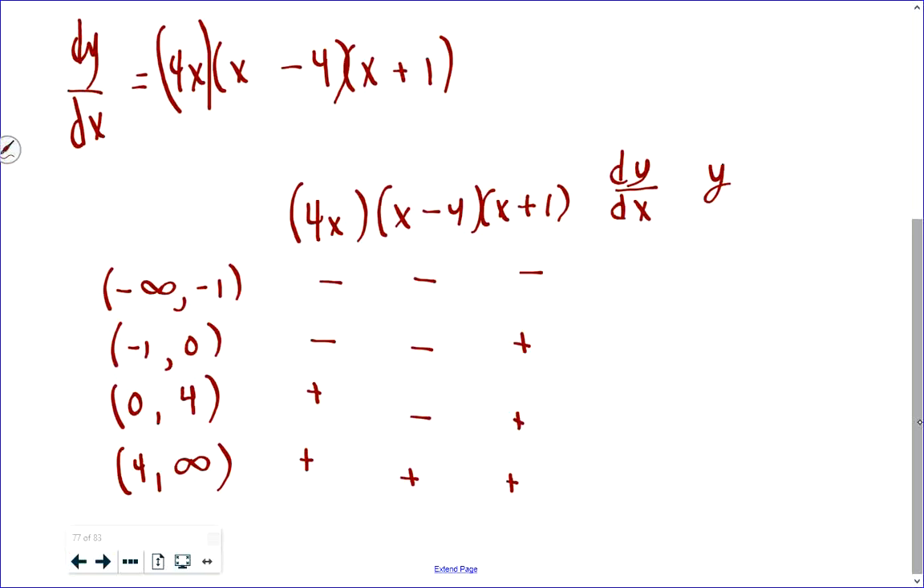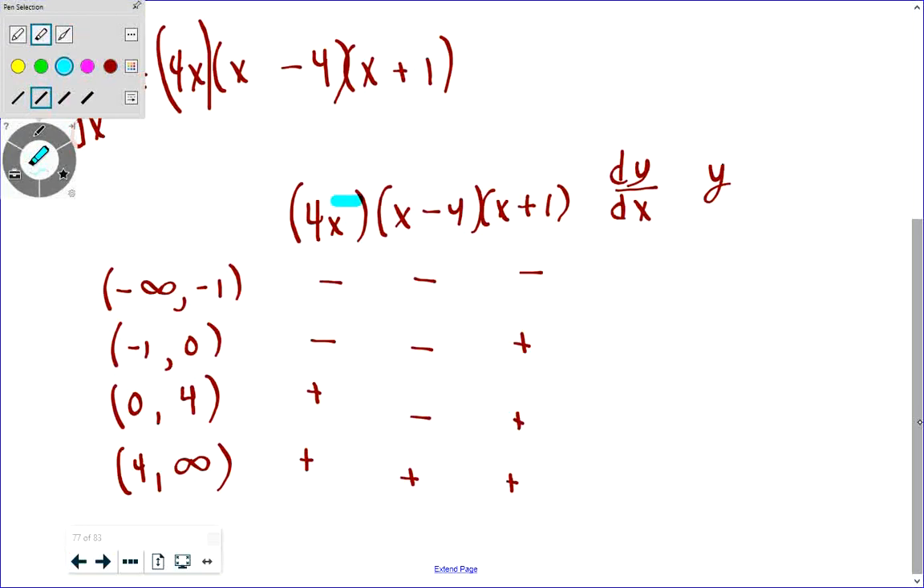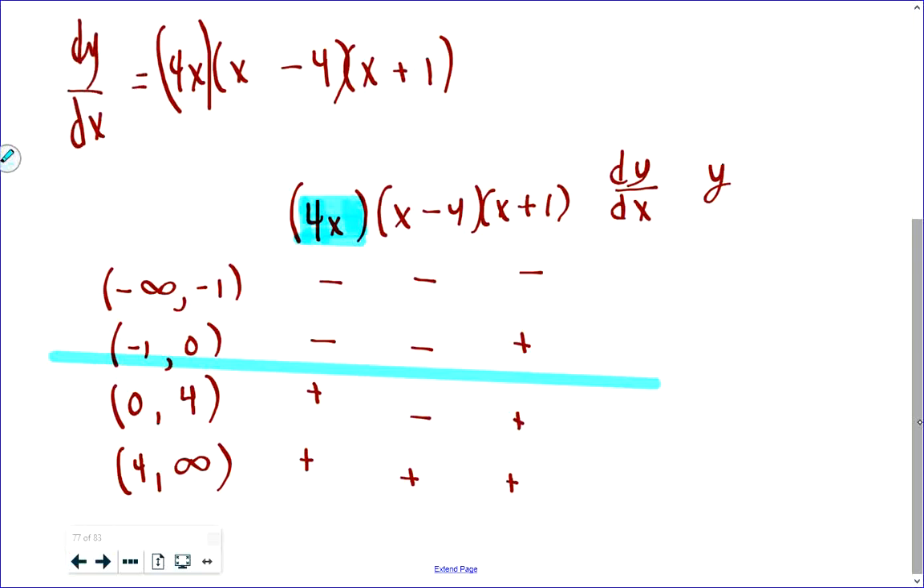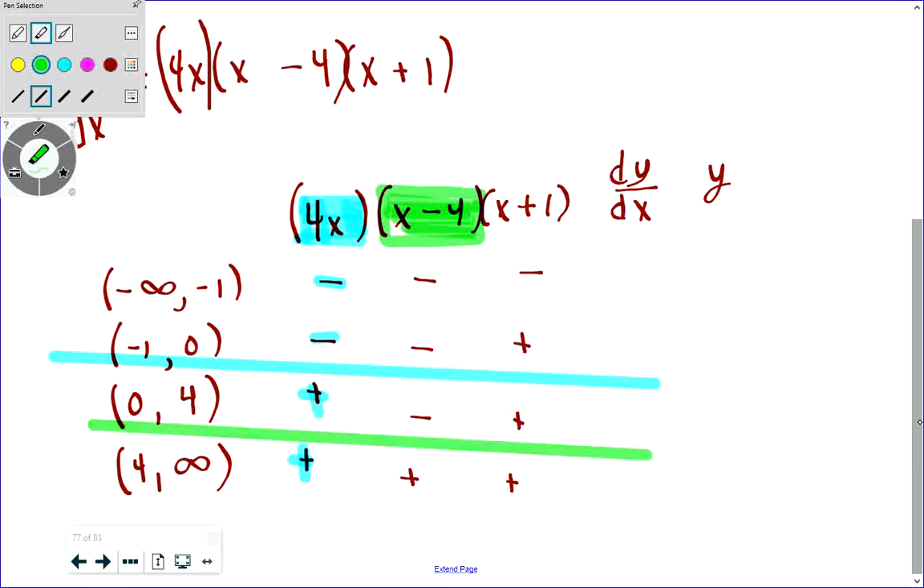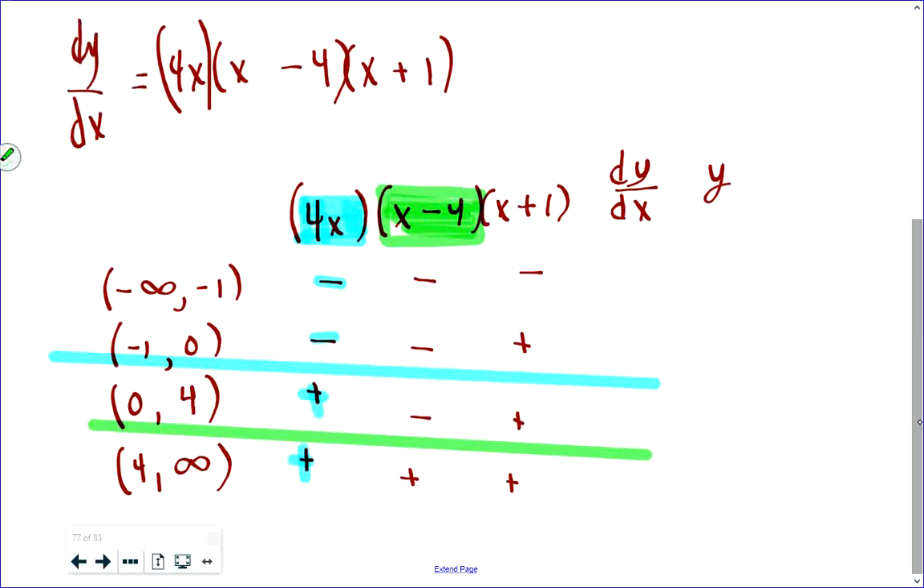So I want to go through that one more time. When you look at the factor of 4x, the 0 for that factor is right here. It's at 0. So before that, that factor is negative, negative, negative, and then it becomes positive. When you take a look at the factor of x minus 4, the 0 for that factor is 4, which occurs here. So before that, that factor is negative, and afterwards it becomes positive.